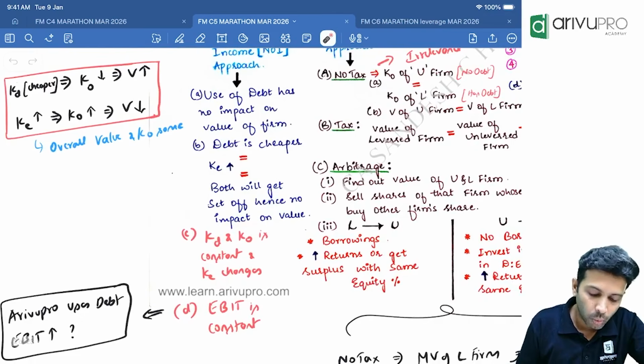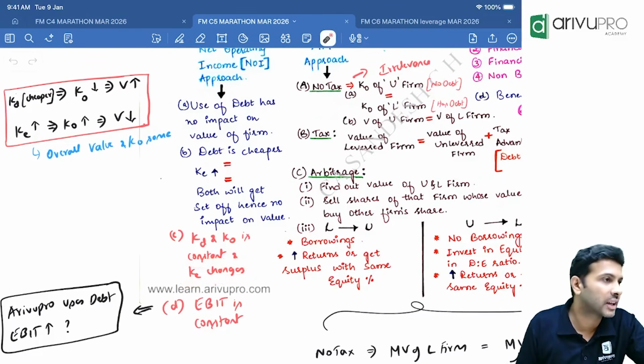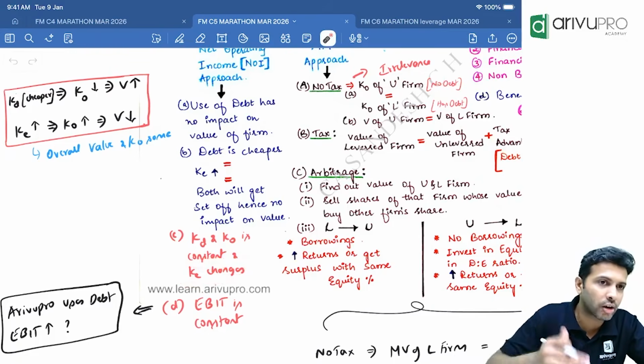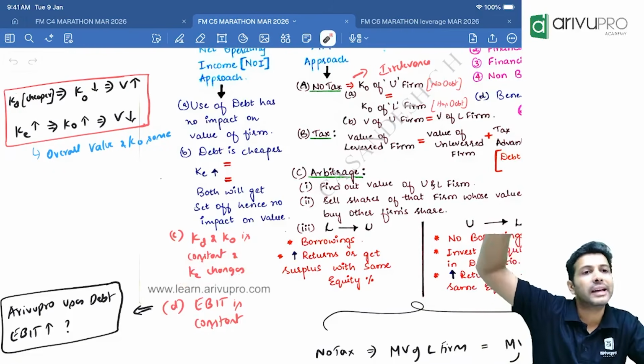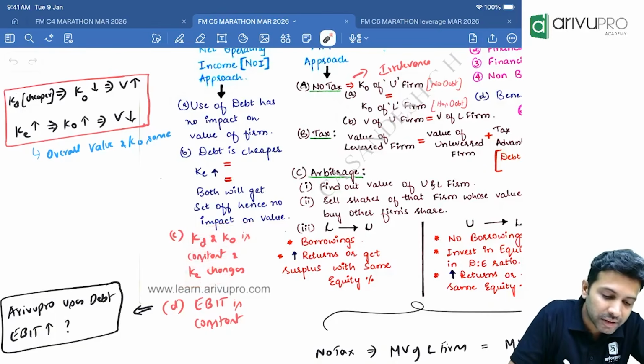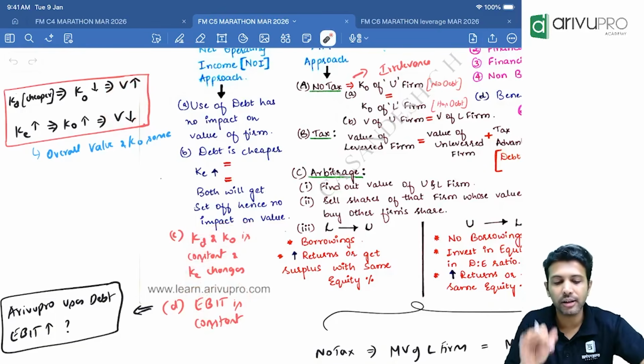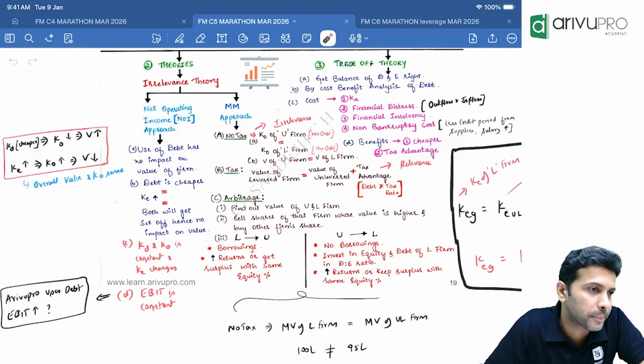Done? What will keep changing? Cost of equity will keep changing, because the more debt you take, cost of equity will go on increasing. So KE will change, but KD and KO will remain same. And even the value of the firm also will remain same. And EBIT also same. That is the argument of this particular theory.